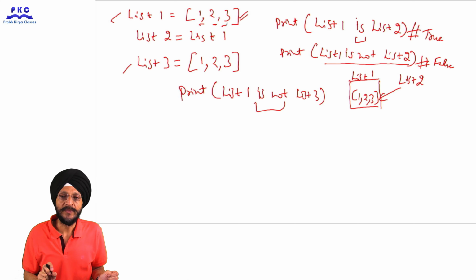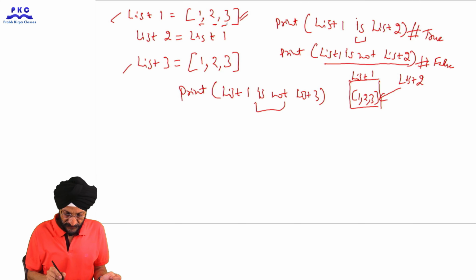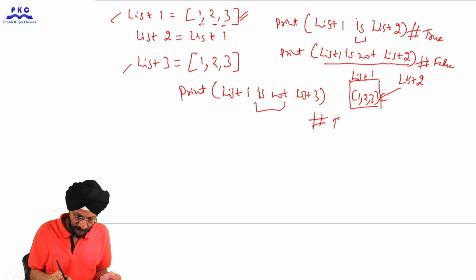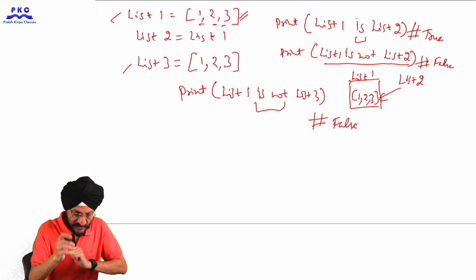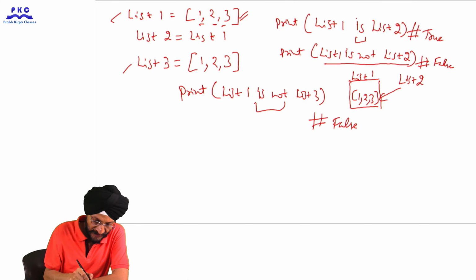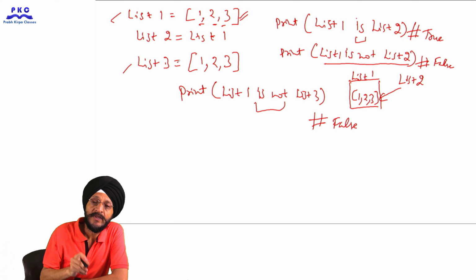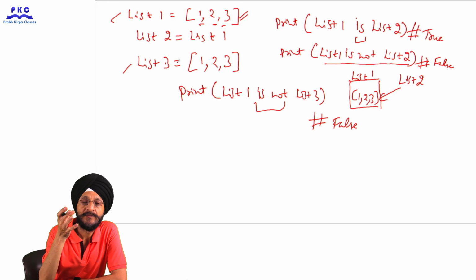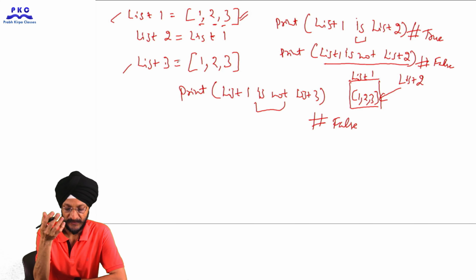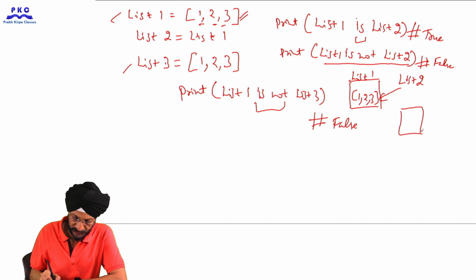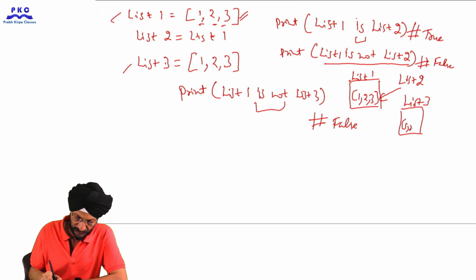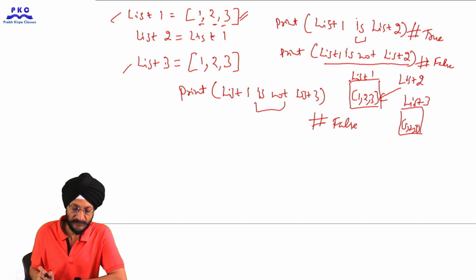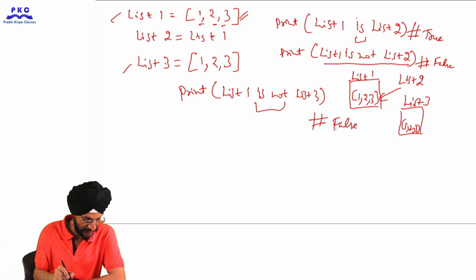But it is not true. The is not operator will give the output as false, because in case of lists, each assignment, when we are writing list 3 is equal to, another assignment is created. In case of lists, each assignment creates a new object in memory. That is, a new object in memory will be created when we create a new assignment in the case of lists. So the answer will be false.